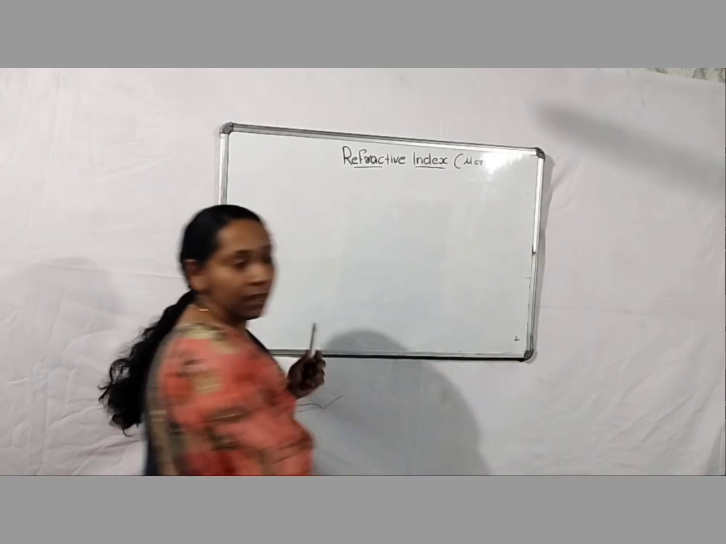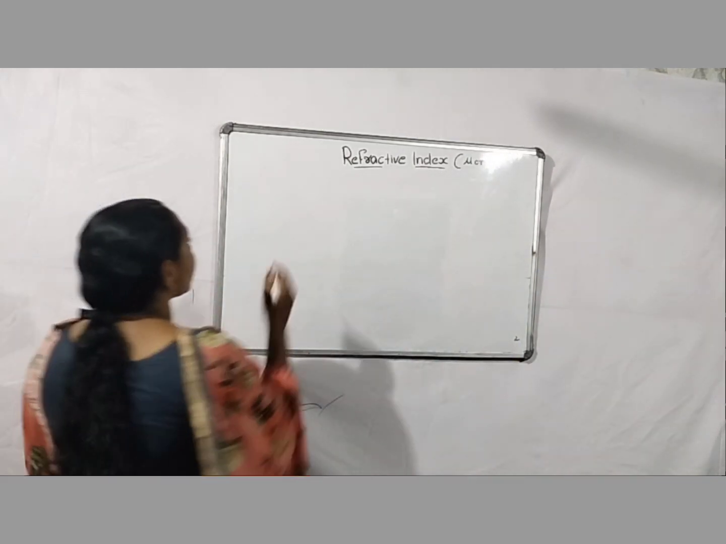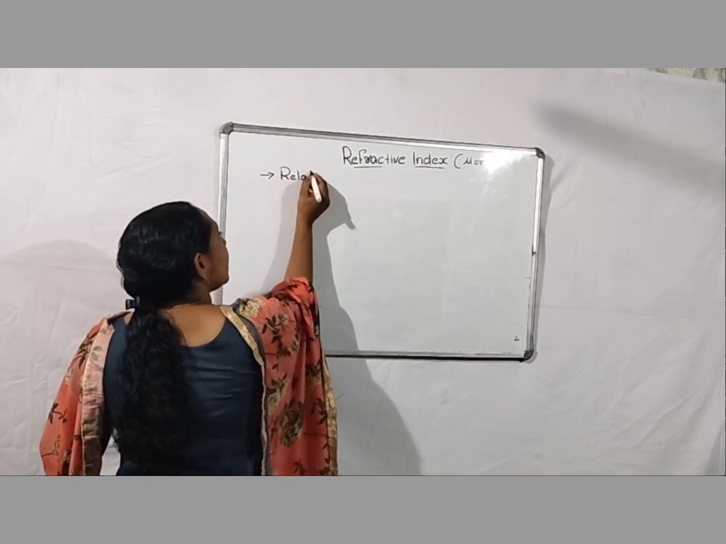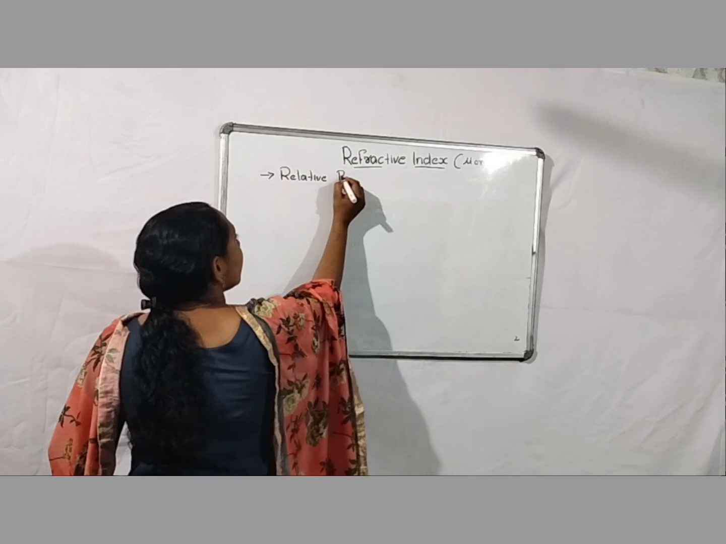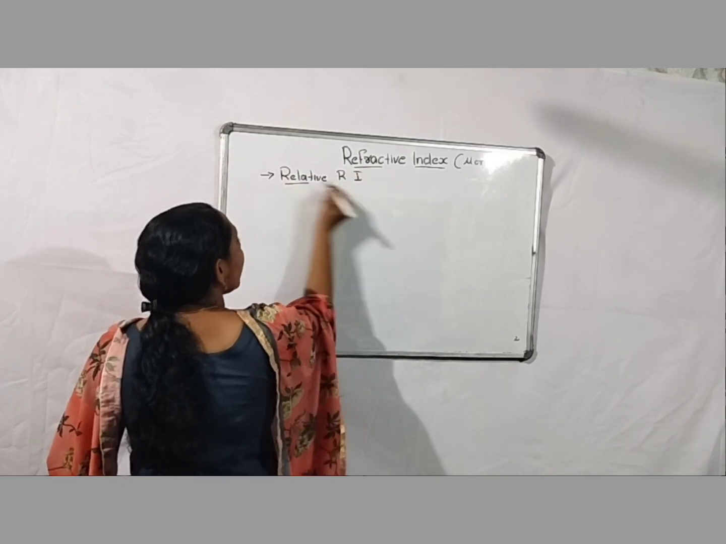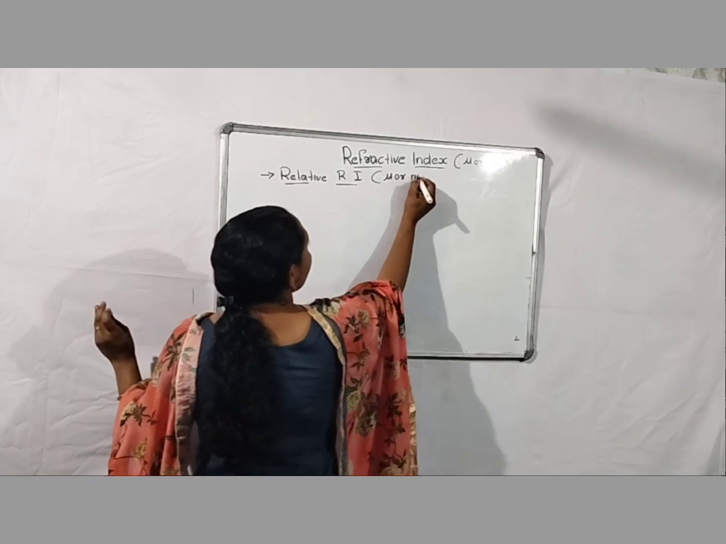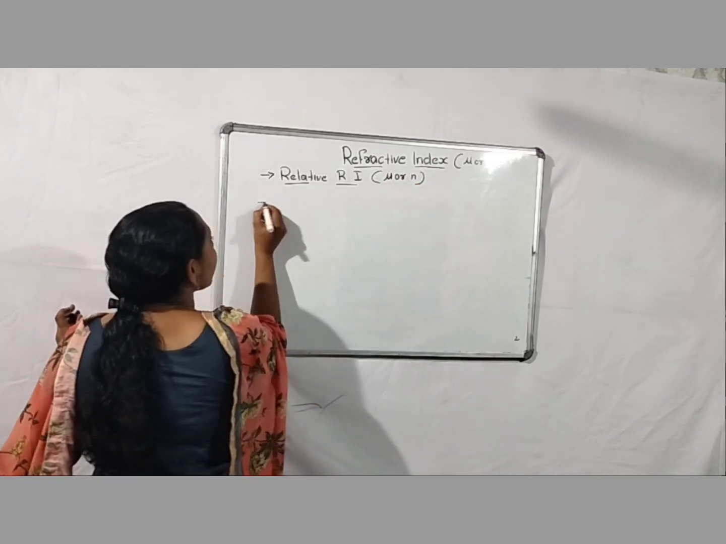Listen here, relative refractive index. What is the symbol of relative refractive index? Same symbol, mu or n. Okay. What is the definition of relative refractive index?